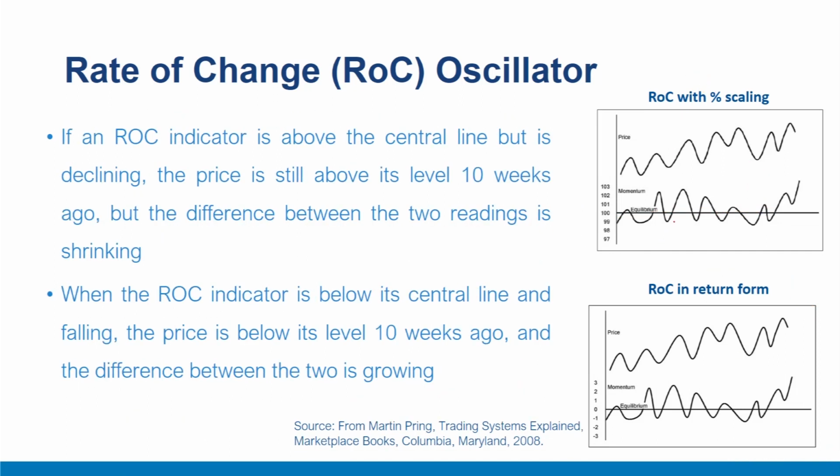If the ROC indicator is above the central line and it is declining, the price P_t is currently still above the price 10 weeks ago, but the difference between the two is shrinking. When the ROC indicator is below this line and falling, the price is below its level 10 weeks ago, and the difference between the two is growing because P_(t-10) is much greater than P_t now.